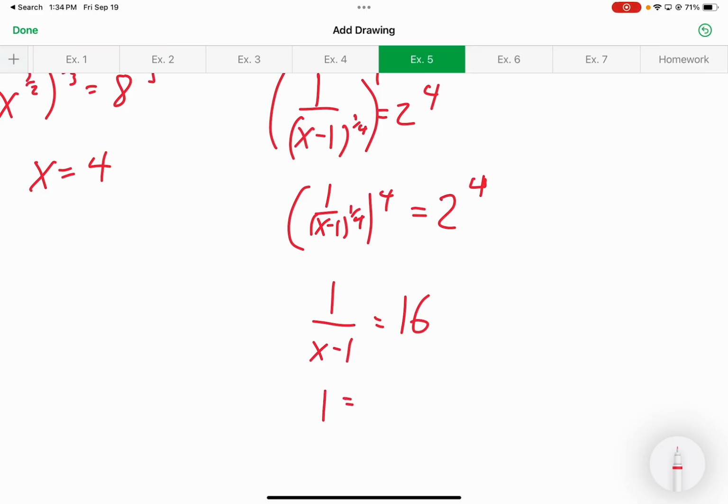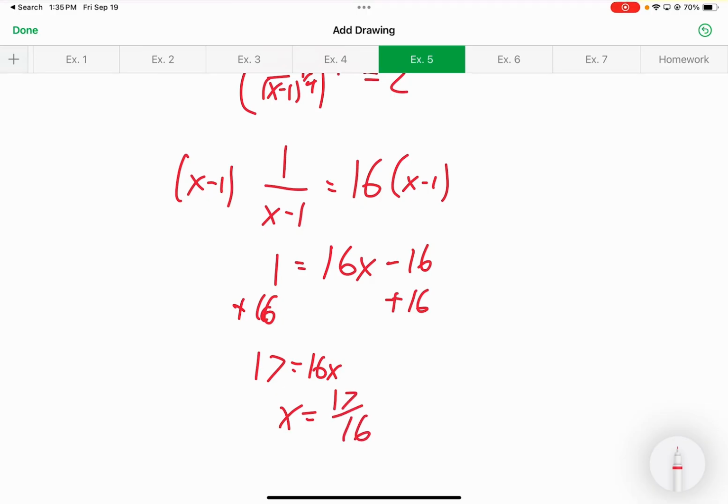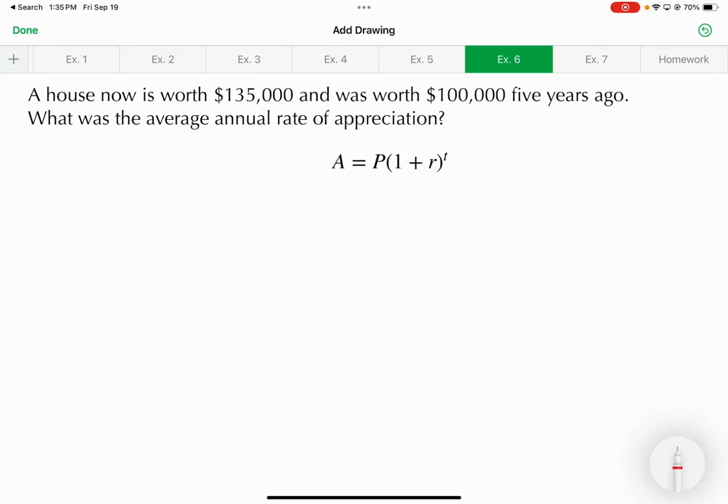I like it. So 1 equals 16 times (x minus 1), so multiply both sides by x minus 1. So then I would get 16x minus 16. And then from there, easy money. Add 16 to both sides. So 17 equals 16x. Divide both sides by 16. I get x equals 17 over 16. Okay, all right. Questions there? Okay, we're marching right along.